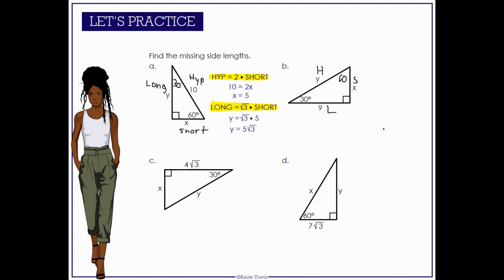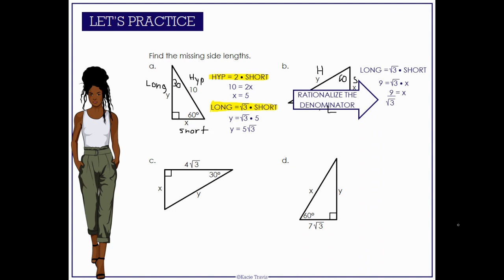Okay, so they give us the long leg here. So that means that we're going to have to work backwards with the long leg to find the short one. So the long leg is equal to the square root of 3 times the short leg. If that's the case, we have 9 is equal to the square root of 3 times x. Now, this is going to require us to divide both sides by the square root of 3. And because of that, we are going to have to rationalize the denominator.